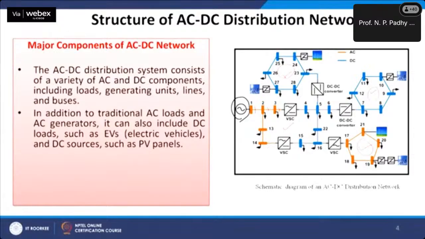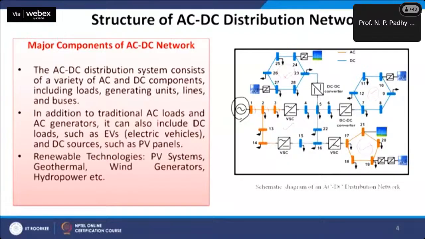Now, what are the major components of an AC-DC network? The AC-DC distribution system consists of a variety of AC-DC components, including loads, generation units, lines and buses. In addition to traditional AC loads and AC generators, it can also include DC loads and DC generators, and perhaps we can include electric vehicles, PV panels, etc. Renewable technologies like PV systems and wind generators can also be considered in our system modeling.